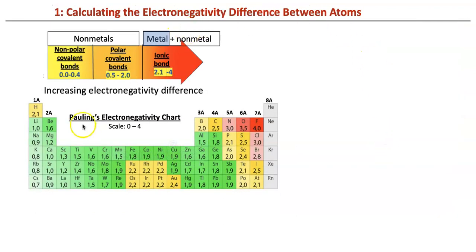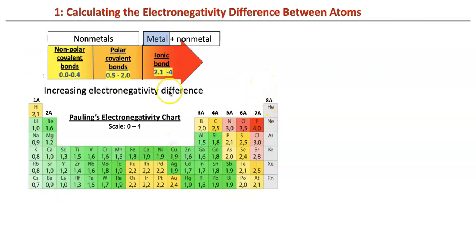So let's take Dr. Pauling's electronegativity periodic table chart. Note that noble gases are not electronegative because they don't participate in electron sharing. And fluorine is the most electronegative, and drawing a diagonal leads you to the least electronegative, cesium. It's 0.7 and this is 4.0.